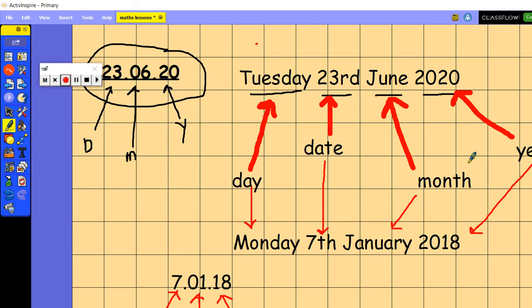So I'd like you to have a go at asking anybody at home that you have got, so mum, dad, or any other grown-ups that you might have in your house, or your brothers and sisters, for their dates of birth, and see if you can label them with the day, the date, the month, and the year. Everyone in your family may have a different year, a different month, a different date, and a different day that they were born. So see if you can work out what day your parents or your brothers and sisters were actually born on and their full date of birth.